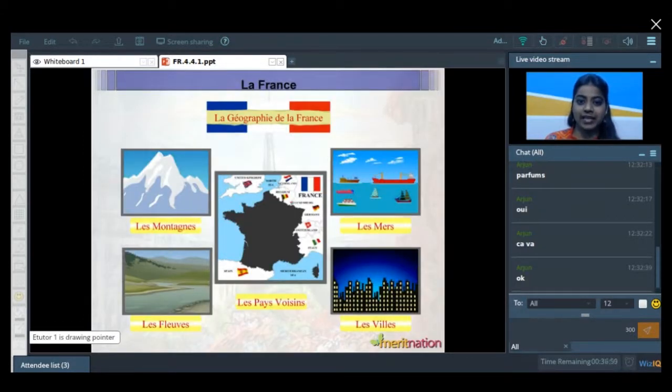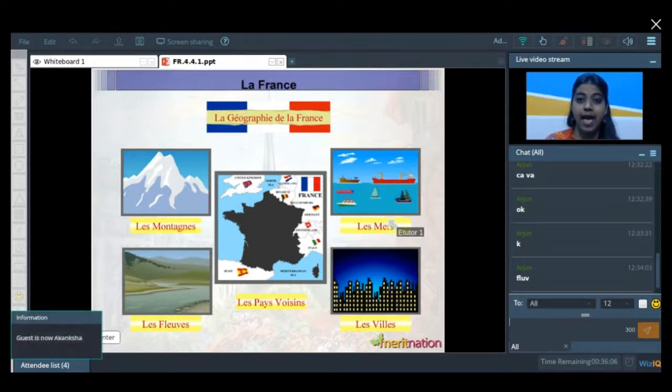So next, here we have the different things that we are going to do. The first is Les Montagnes, the mountains of France. We are going to learn five or six mountains of France, as the question will definitely come in your exam. Les fleuves, the rivers of France. Fleuve is your river. Les pays voisins, the neighboring countries. Yes, Arjun, you're correct. Les mers. Mer is your sea.